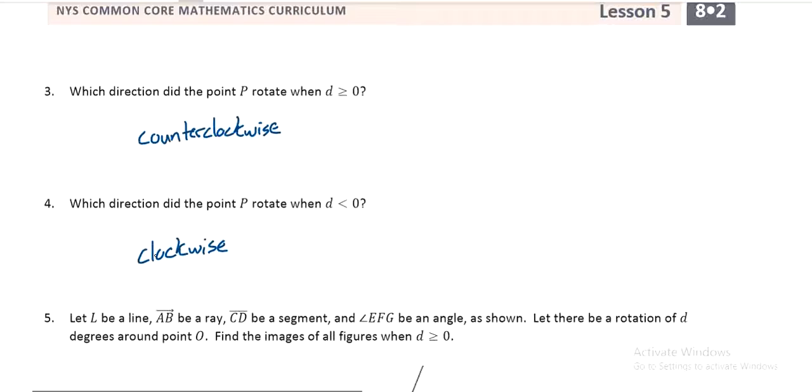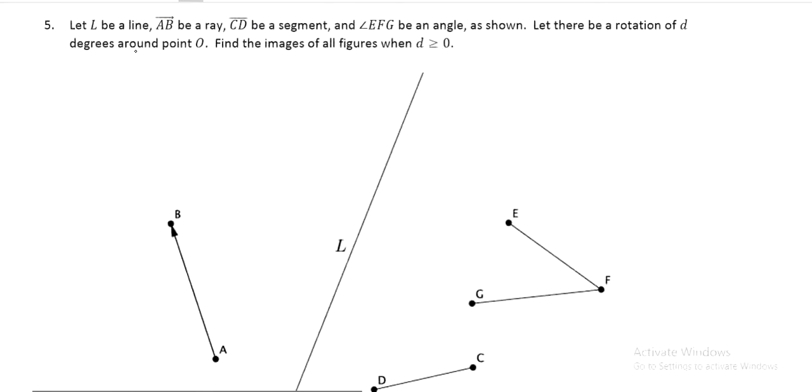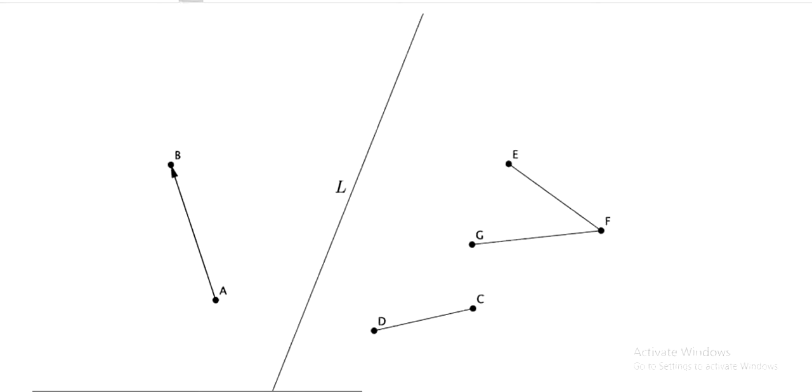All right. Exercise 5. We got a whole bunch of stuff going on. Let L be a line, AB be a ray, CD be a segment, and angle EFG be an angle, as shown. Let there be a rotation of d degrees around point O. Find the images of all figures when d is greater than or equal to 0. So a little bit of work to do on here.